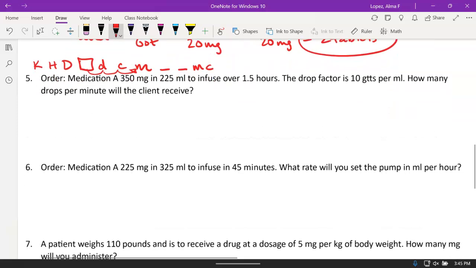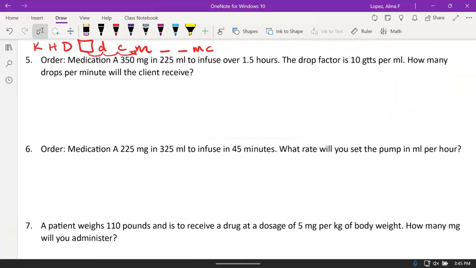In number 5, the order is for medication A, 350 milligrams in 225 milliliters to infuse over 1.5 hours. The drop factor is 10 drops per milliliter. How many drops per minute will the client receive? Don't forget what we talked about. When you're setting a pump, you're looking for milliliters per hour. When you're looking for an infusion rate, we are looking for drops per minute. So this is an infusion rate.